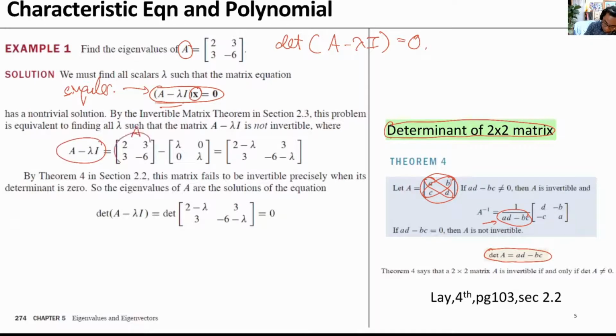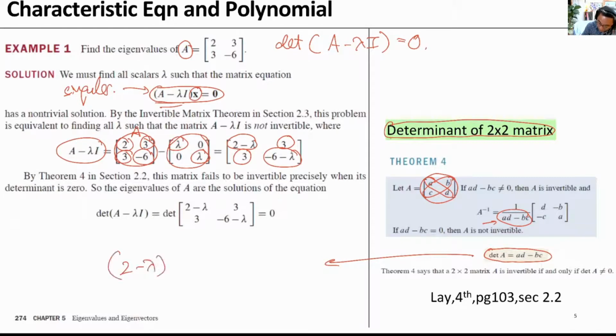So this is A here, and lambda I is nothing but the diagonal elements of this matrix being lambda. We now have 2 minus lambda here, 3 remains as 3, 3 remains as 3, and minus 6 minus lambda is that element. We apply this equation: the determinant of a 2 by 2 matrix is 2 minus lambda multiplied by minus 6 minus lambda, minus 3 by 3. And this is equal to the determinant of A minus lambda I.